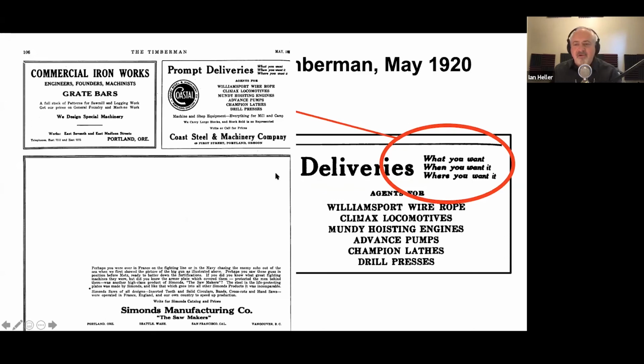And so 100 years ago, this company Coastal, which was a distributor of products for companies that cut down trees and made lumber, used: what you want, when you want it, where you want it. That's more than 100 years ago. Maybe there's some caveman purveyor who has this chiseled on a wall somewhere in caveman language, but this is the oldest one we could find, and I think it makes the point that this has been around a while.